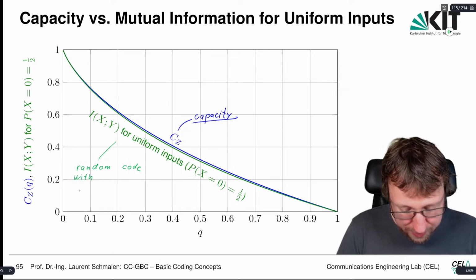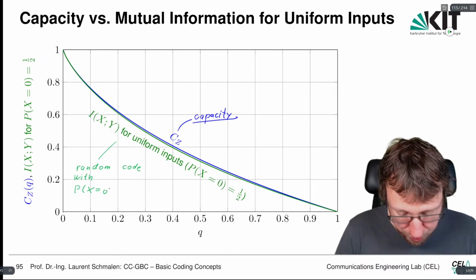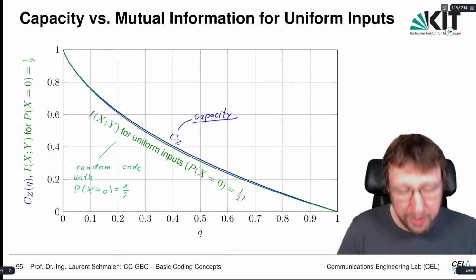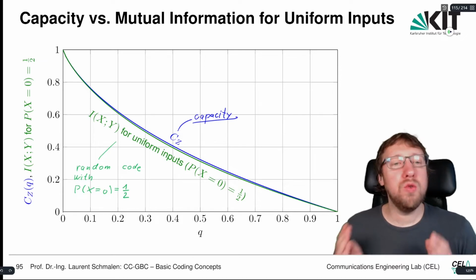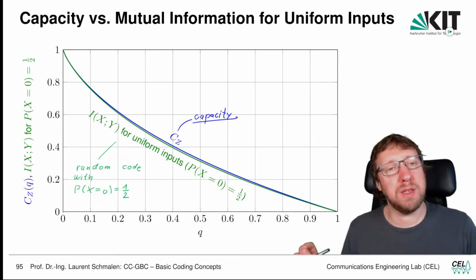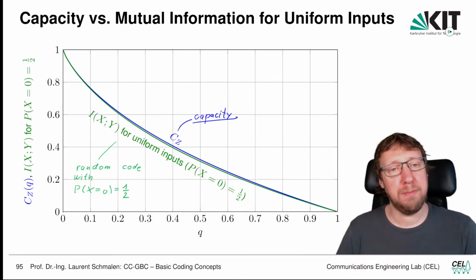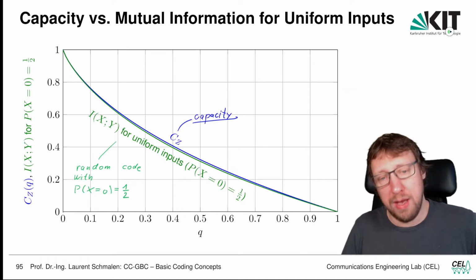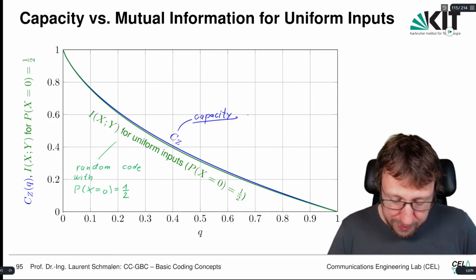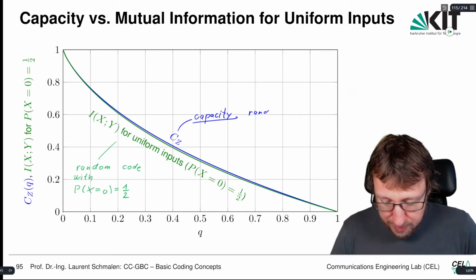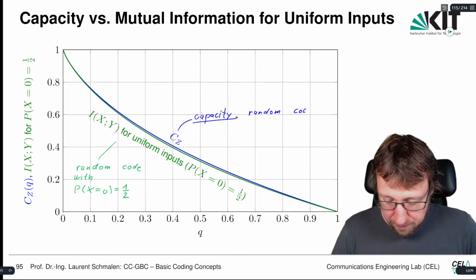Where we just use the probability that x_ij is equal to 0 is equal to 1/2. And we use this code for every possible value of Q. How much do we lose in data rate? This is what we show here. So this is the random code with optimal distribution of x.